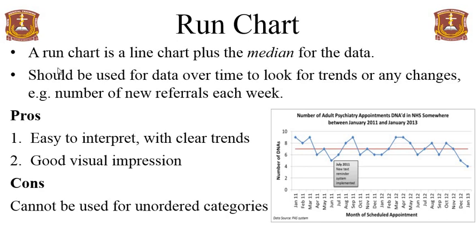Now a run chart actually is a line chart plus a median. You can see this kind of plot here tells us something about a median value that is obtained from the data that we have plotted here. So this is more of a development from a line chart, where we are now including a median plot. Okay, this should be used for data over time to look for trends or any changes. It is easy to interpret with clear trends and has a good visual impression, but it cannot be used for unordered categories.